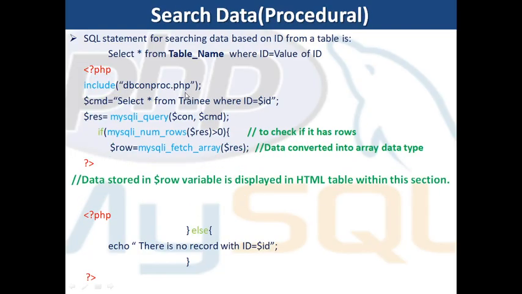Next is search data. So, the SQL statement for searching data based on ID. Since ID is a unique column, ID is the primary key in the trainees table. So, we will do select star from table name where ID is equal to value of ID. In the HTML form, we will need a text box and a button, and then we will make a form and display the record below in the text box itself.